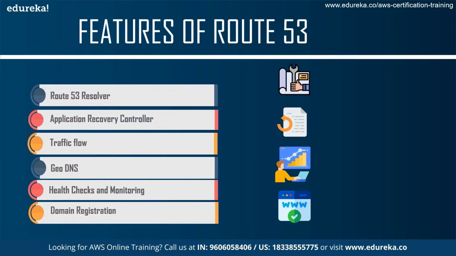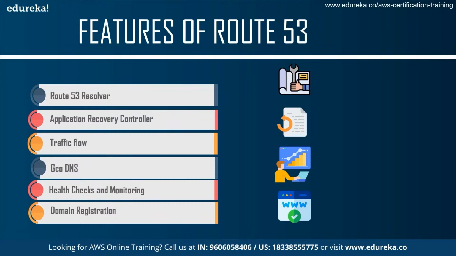So, Traffic Flow is basically an easy to use and cost effective global traffic management system, right? And this is basically to route end users to the best endpoints of the application. This is done basically to route end users to the best endpoint for your application based on geo proximity, latency, health, etc.